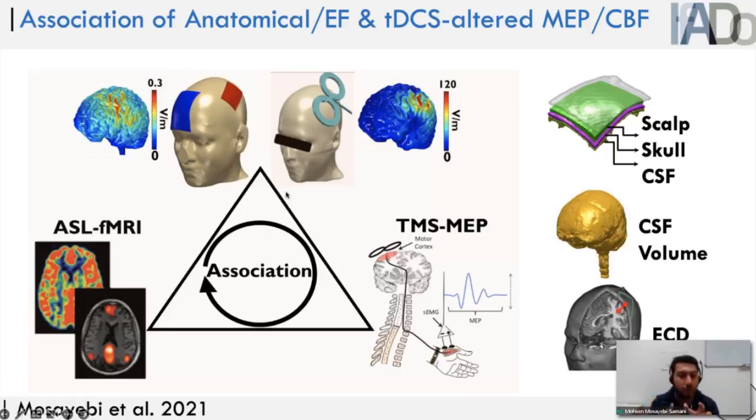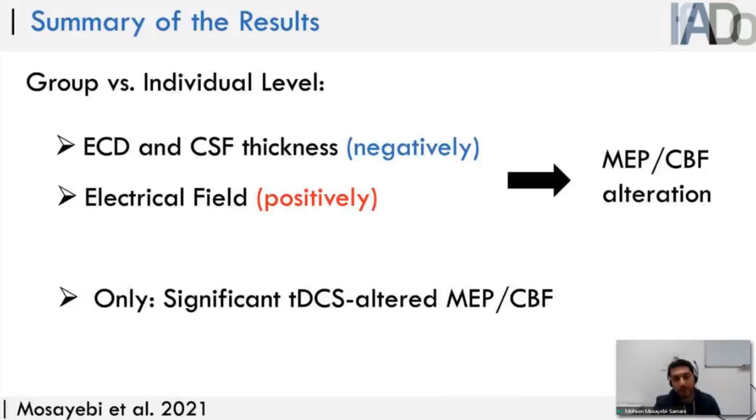We also measured different anatomical measures like skull and CSF thickness, CSF volume, and electrode-to-cortex distance. Now we have a pool of physical measurements, and we tried to find out if there is an association between each of them and the tDCS neurophysiological effect, TMS-MEP and/or ASL fMRI. Can you go to the next slide?